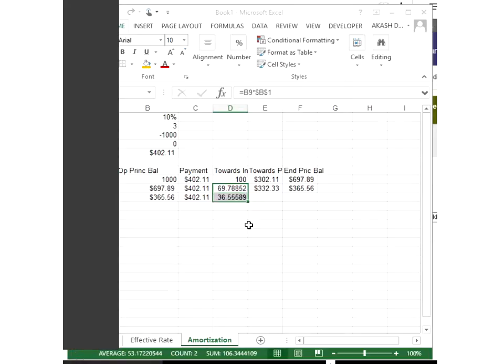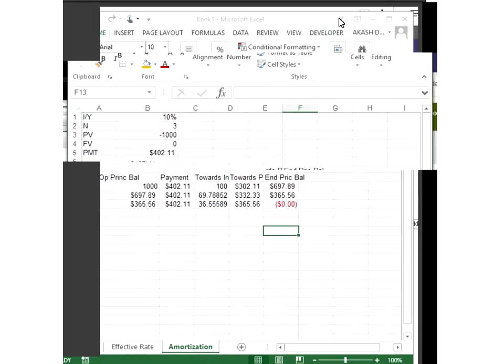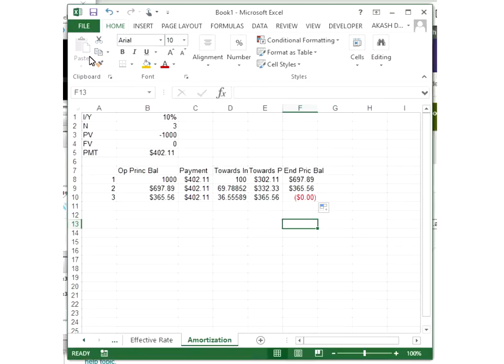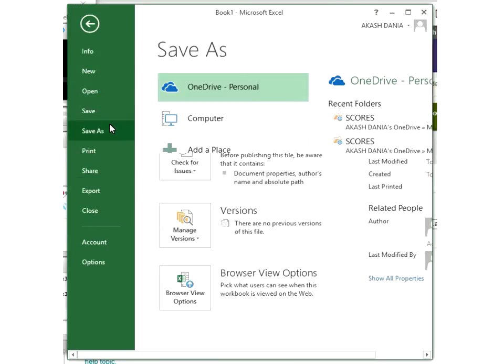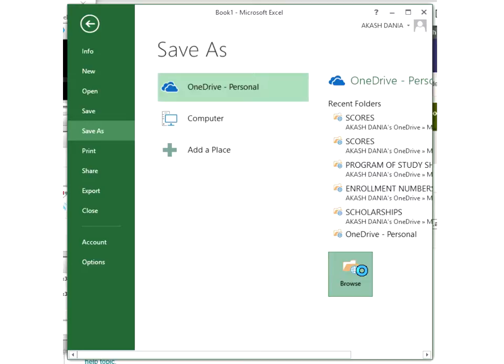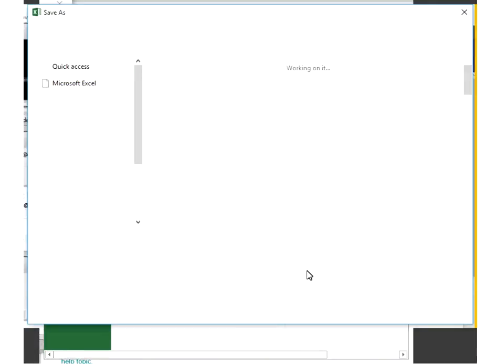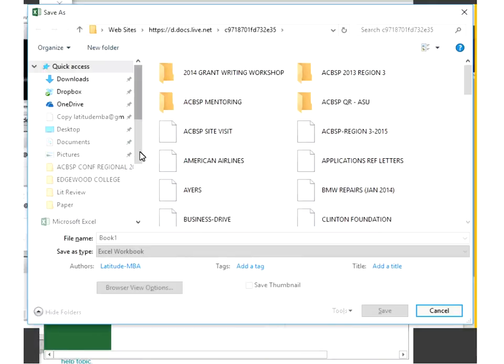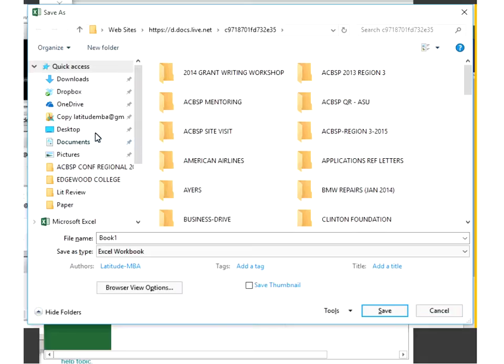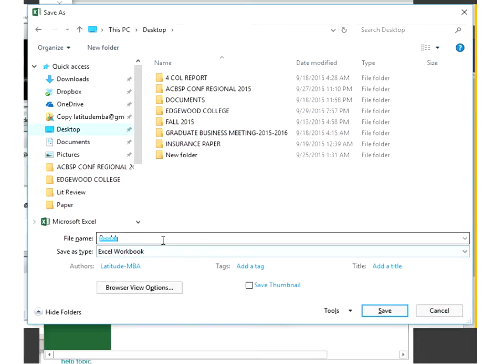Let me just share that. And then towards interest is going to be 10% of 365.56. Towards principal is going to be 365.56. Ending balance is going to be 0. So if you have 0 in the ending balance, that means your calculation is correct. So that's your basic amortization, and again, I'm going to save this and I will post it on the Blackboard page.